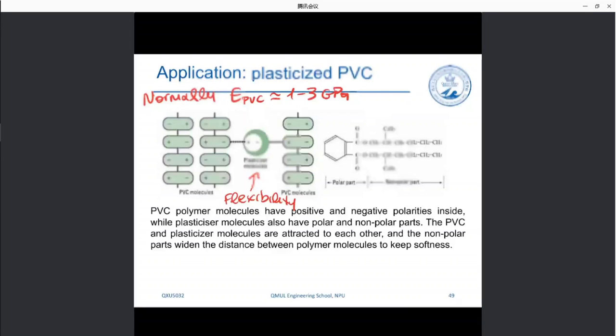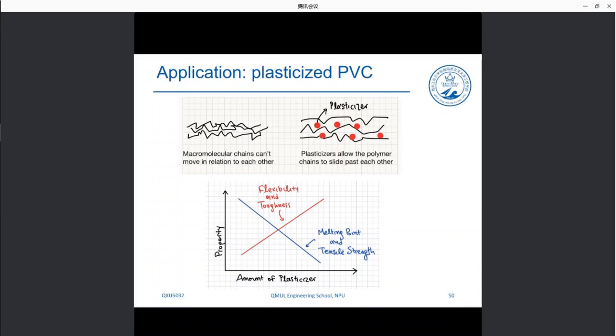Of course, plasticizers do not only give us good properties, okay? So essentially, what happens with the plasticizer is that they allow the polymer chains to slide past each other because they create space, okay? They create free volume between chains.